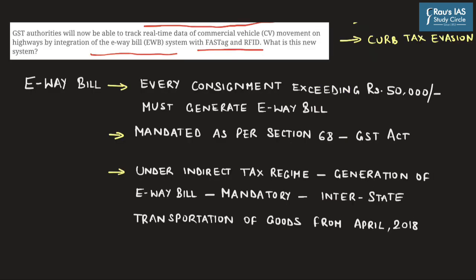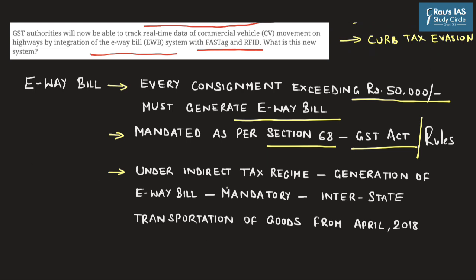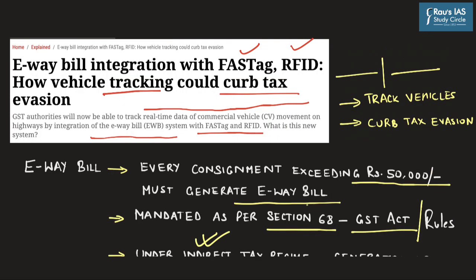Now, as per the rules of the central government, every consignment exceeding rupees 50,000 value must generate e-way bill, and this has been mandated as per section 68 of GST Act and also as per the rules framed under the GST Act. Now, this generation of e-way bill has been made mandatory from April 2018 under the indirect tax regime under GST. And this generation of e-way bill is mandatory for interstate transportation of goods. So since generation of e-way bill has become mandatory from April 2018, hence the government from 1st January 2021 has integrated the e-way bill with FASTag and RFID.